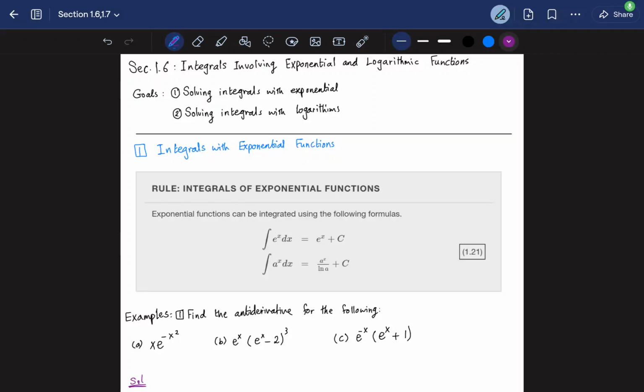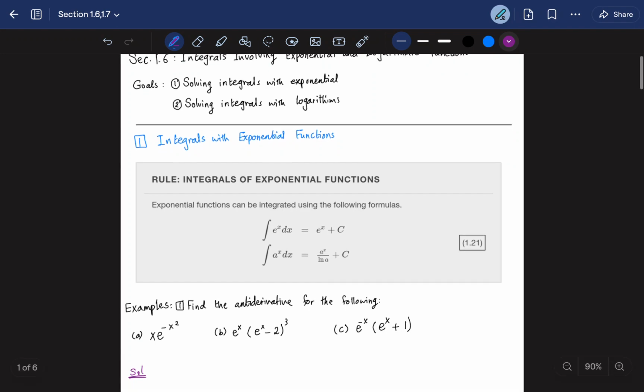In this video, I'll cover section 1.6 and section 1.7. They're just more techniques used to find the integrals and definite integrals when they have exponential and logarithmic functions, and for section 1.7, when they have a formula that gives us an inverse trig function.